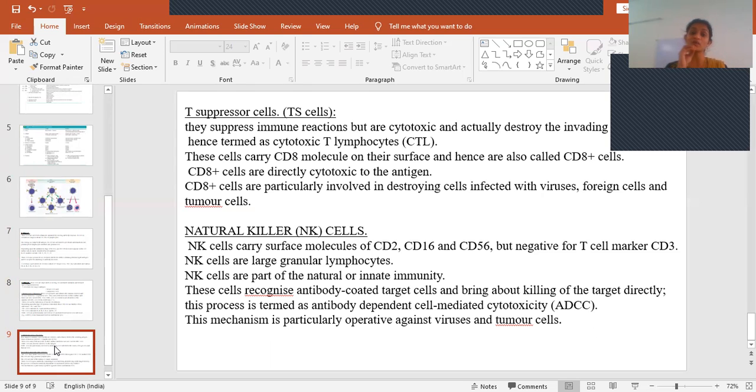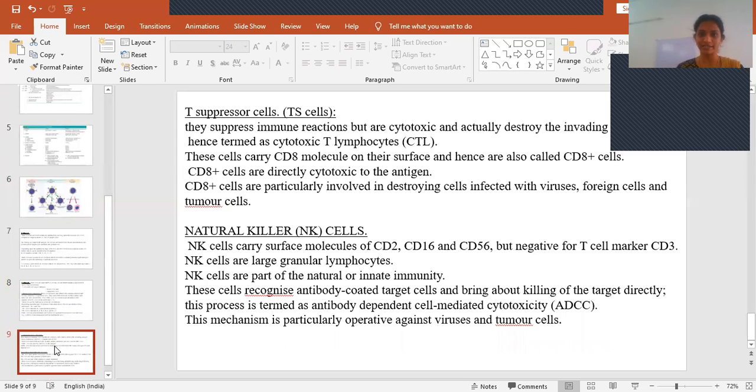That is, they will directly damage the cell which is having this antigen. Whatever cell is having the antigen will be directly damaged by these T suppressor cells. This is how it helps in the immune reaction. Okay, this suppresses the immune reaction, but it causes direct cytotoxicity to the cell which is having the antigen. That is the reason they are also called cytotoxic T lymphocytes. Okay. These are involved mainly in cells infected with viruses, foreign cells, and tumor cells.